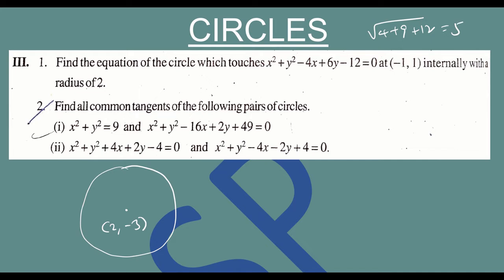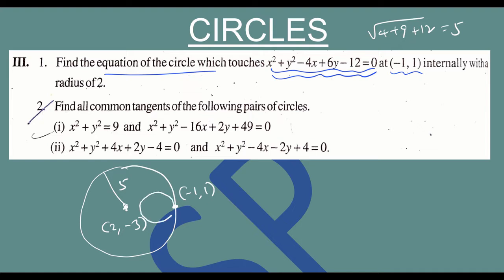Now he said that we have to find the equation of a circle touching this circle internally at this point. So the way he has given for this first circle, you see the circle which I drew is nothing but this circle only. So this point is (-1, 1). Now we want a circle touching this circle internally at (-1, 1). That's what we are looking for.